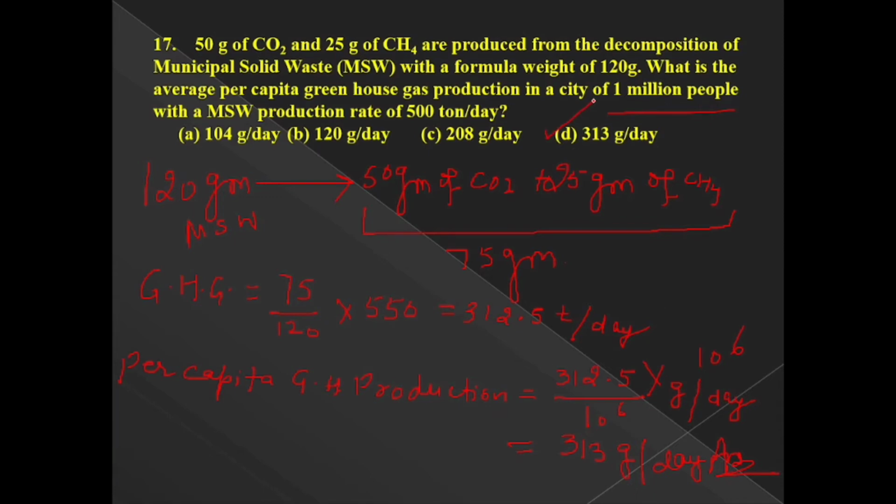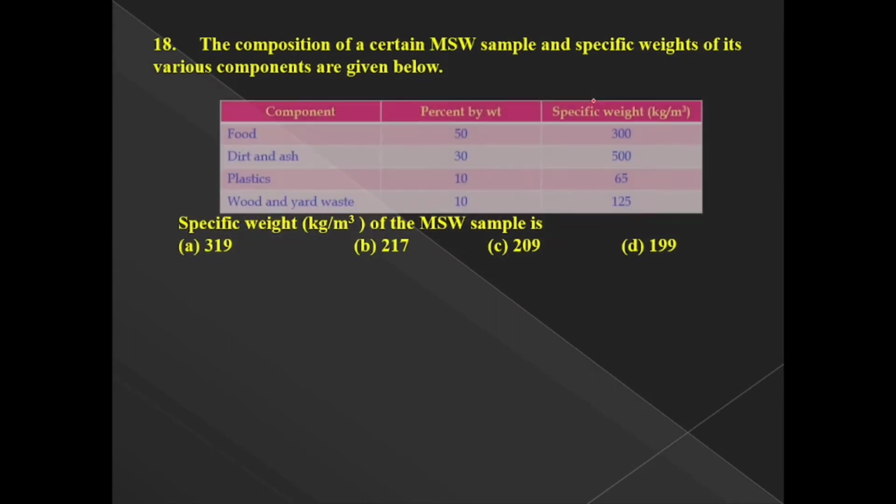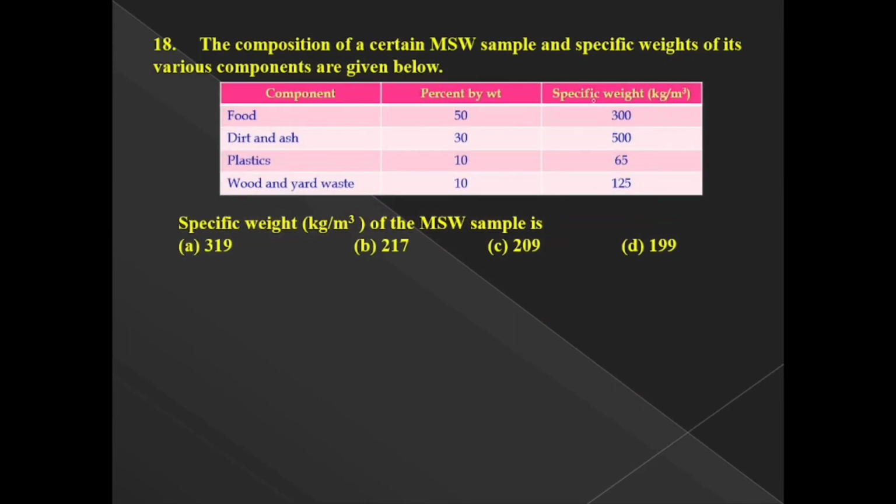Question number 17 done. Now question number 18. The composition of a certain MSW sample and the specific weight of its various components are given below: food, dirt, ash, plastic, wood, and so on. The specific weight of the MSW is given by, as we know, the specific weight is equal to the total weight by total volume.